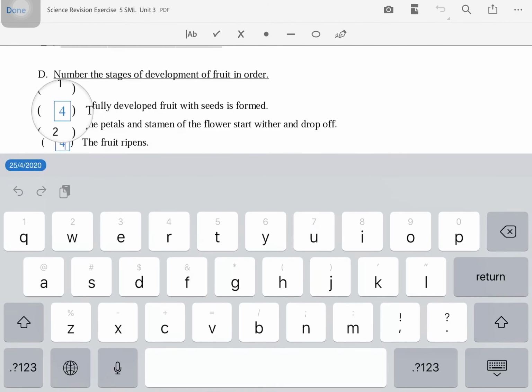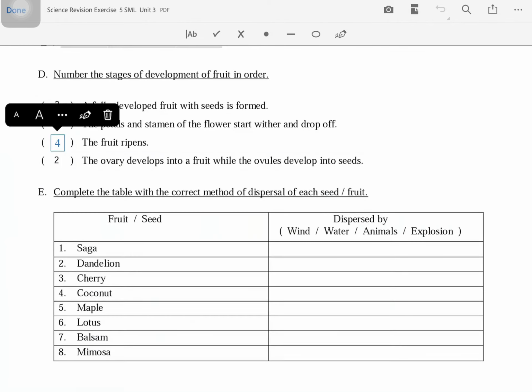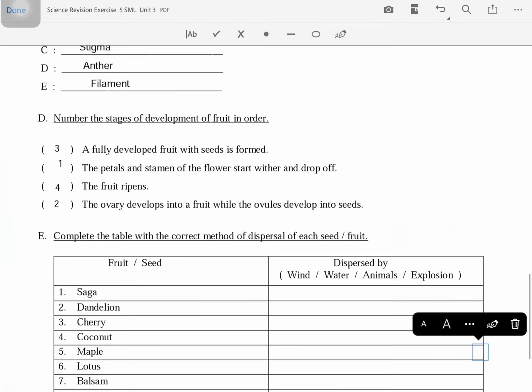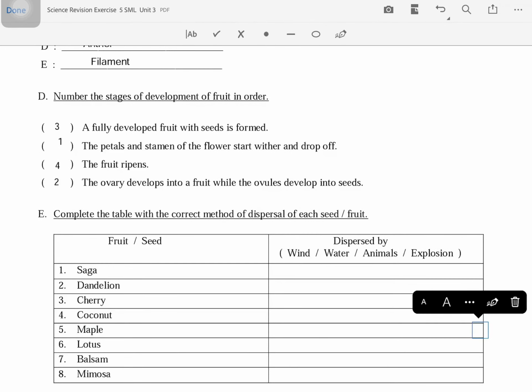Now here, let us put it into a good alignment. So let's go through again. The stages of development of fruit in order: the petal and stamen of the flower start to wither and drop off. And then after that, the ovary develops into a fruit while the ovules develop into the seed. So a fully developed fruit with seed is formed, and the last part is the fruit ripens.